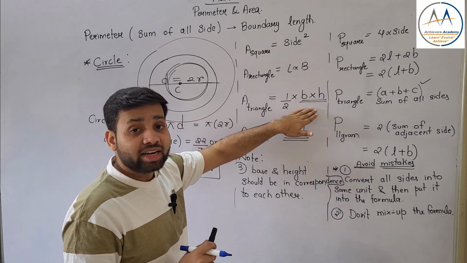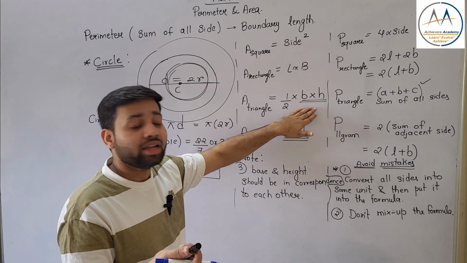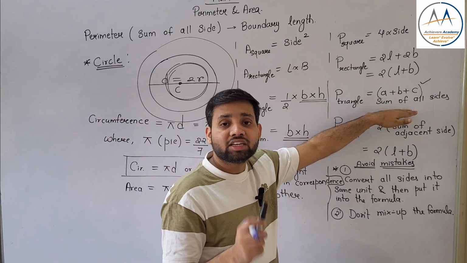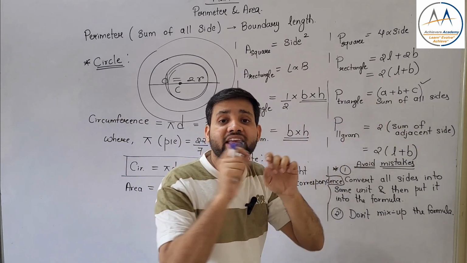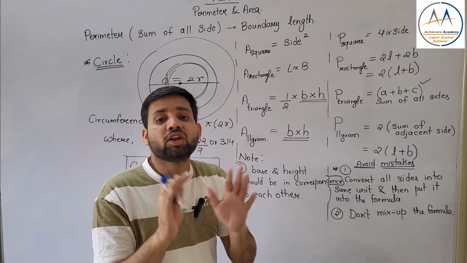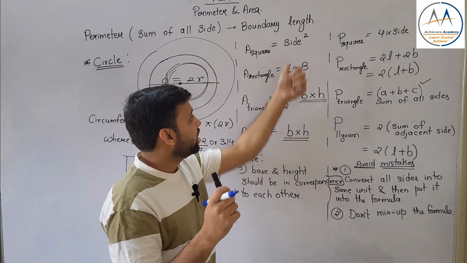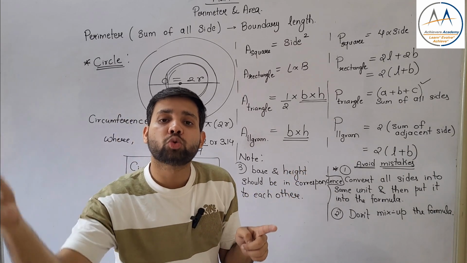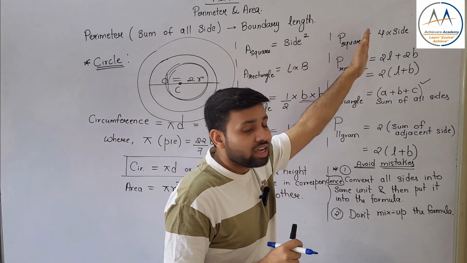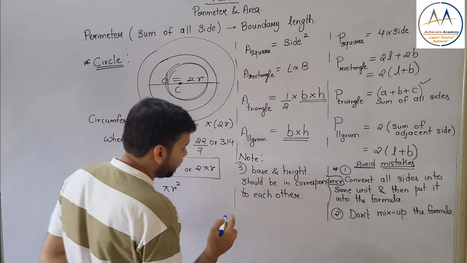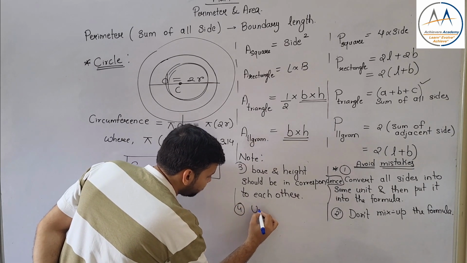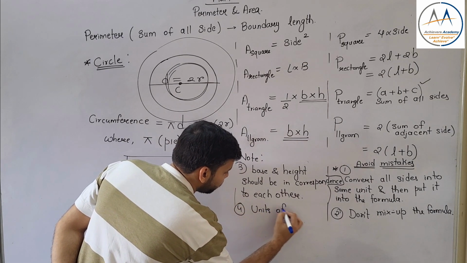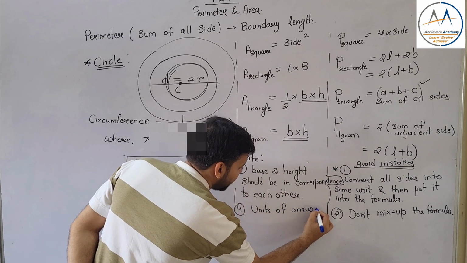Here in area, length and breadth, base and height are getting multiplied. But in perimeter, it is the sum of all sides, addition, so the unit will not get multiplied. In the area, the multiplication of 1 meter into meter will become meter square. So try to be very careful with the units also. Units of the answer are again important.